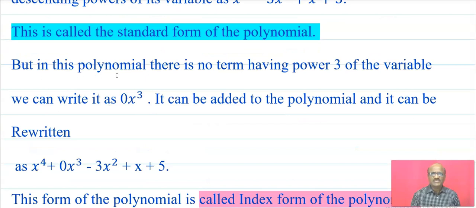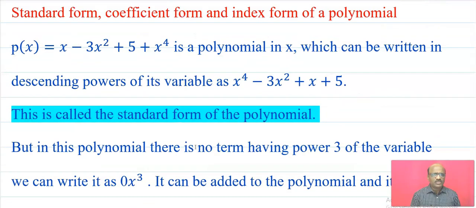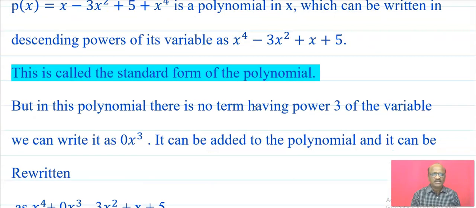But in this polynomial, there is no term having the power 3. Now see this here, x raised to 4. Then what must be here? Cubic, x raised to 3 पाहिजे होता, पण तो नाहीये. Then, no term having the power 3 of the variable. We can write it as 0x cube. आपण असं ते लिहू शकतो, कारण की 0 into x cube यांचं मल्टिप्लिकेशन ओव्हरऑल किती येणार? तर 0 येणार, आणि तो आपल्या या पॉलिनॉमियल मध्ये काही इफेक्ट करणार नाही.